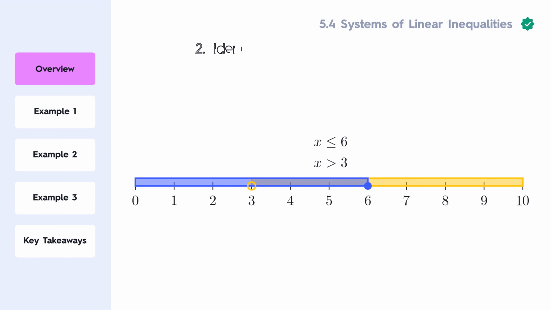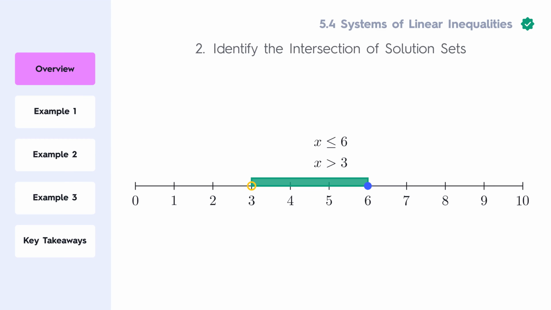Identify the intersection of solution sets. Once each inequality is graphed, we focus on the overlapping region, or intersection, where both inequalities are true at the same time. This region is our solution to the system, as it shows the values that satisfy all the inequalities.